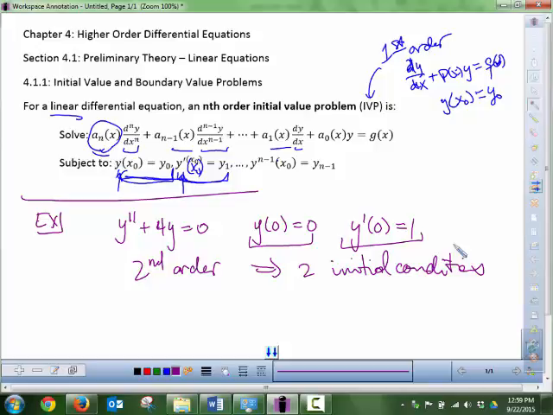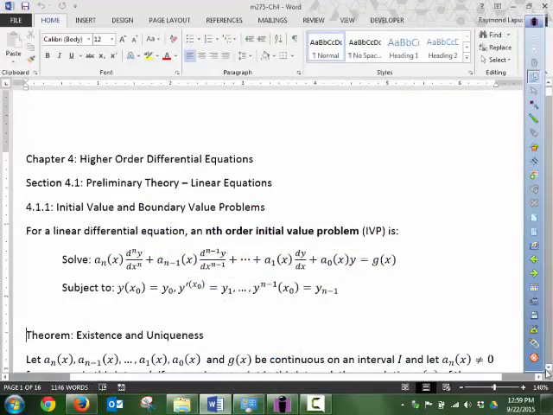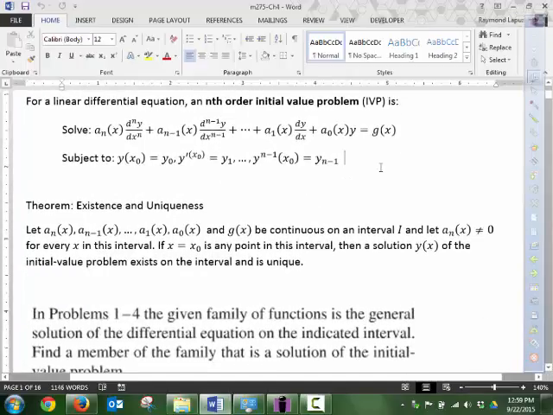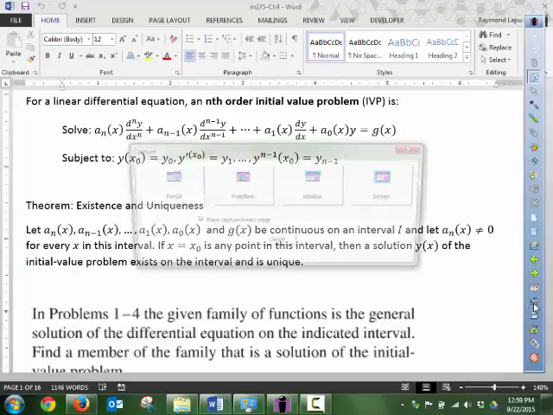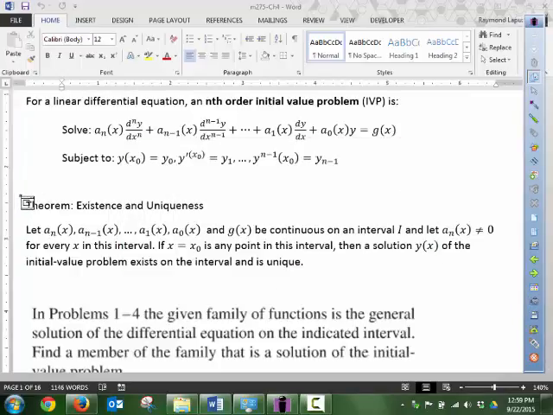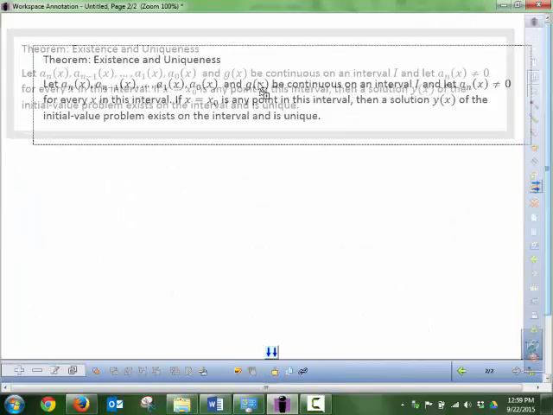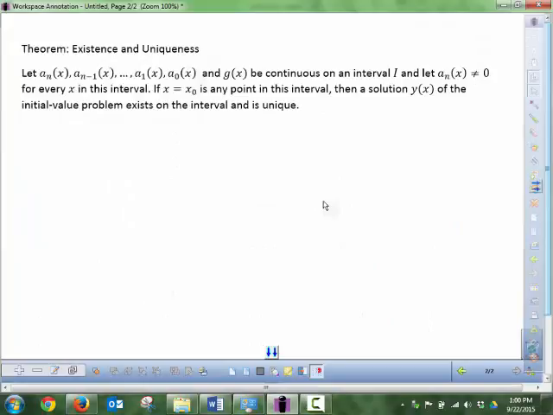Going beyond this, there's a special theorem in differential equations called the existence and uniqueness theorem. We saw that with the first order, and so here we can see the existence and uniqueness for higher order differential equations as well. And that would look like this. The existence and uniqueness theorem really just gives you conditions for your IVP so that you can actually have a solution.